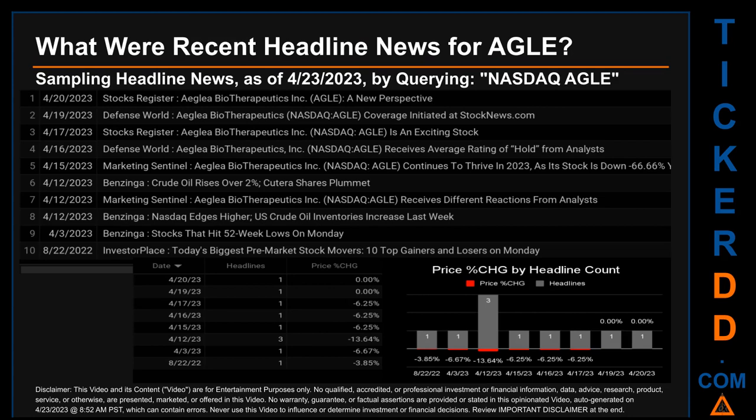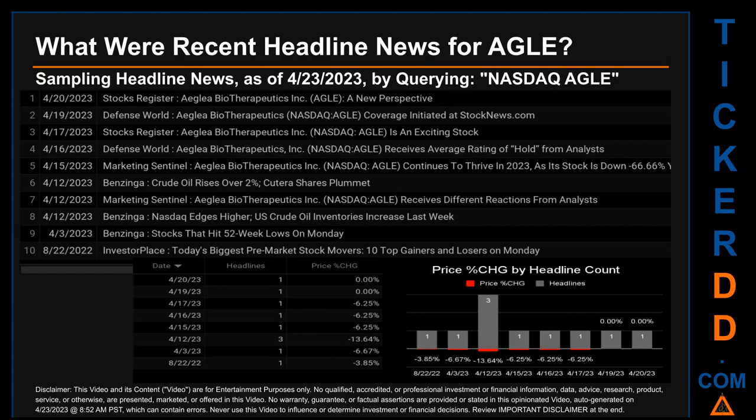The latest publication was Thursday, April 20, 2023, when Stocks Register published the headline that read, AGLE Biotherapeutics, AGLE, A New Perspective. The oldest publication was on Monday, August 22, 2022, 8 months and 1 day ago, when Investor Place published the headline that read, Today's Biggest Pre-Market Stock Movers, 10 Top Gainers and Losers on Monday.